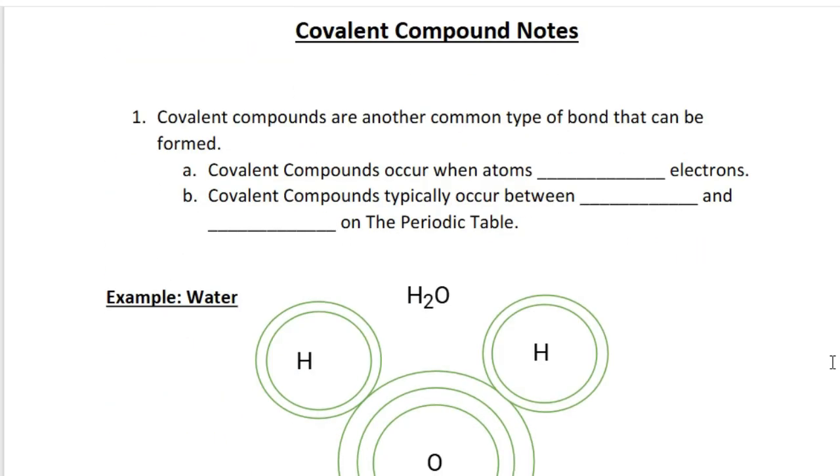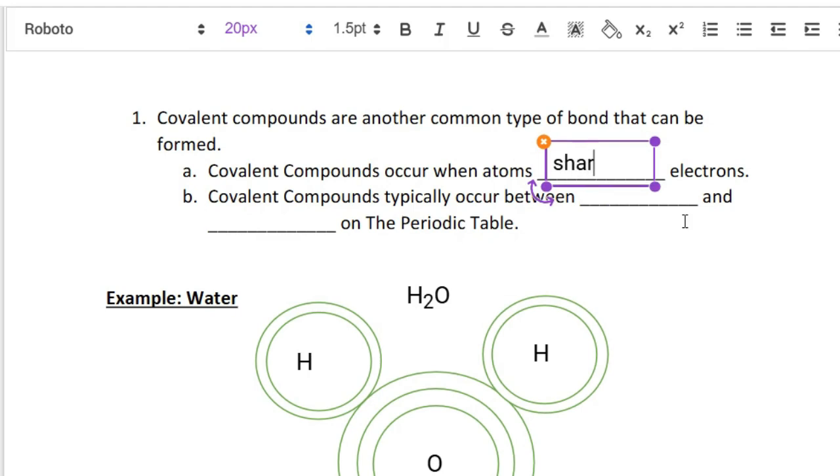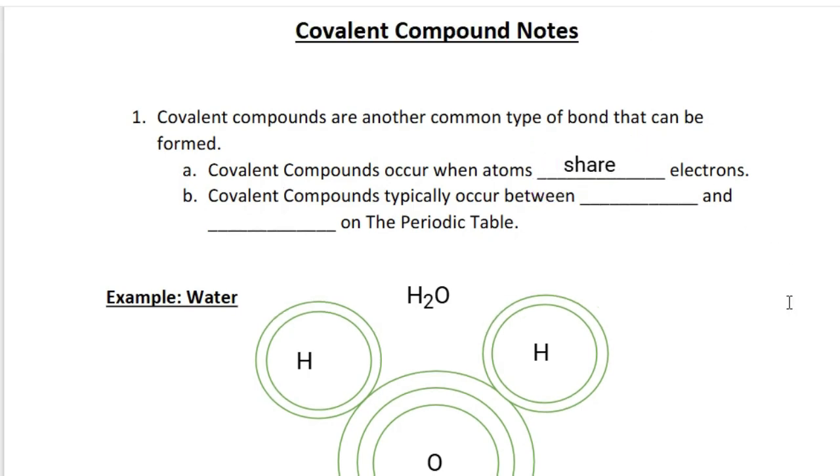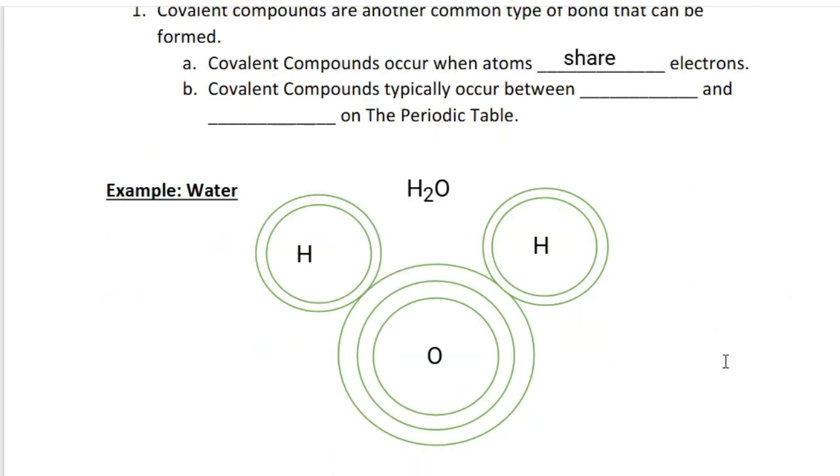Now let's talk about covalent compounds. Covalent compounds are pretty much the opposite of ionic compounds. Covalent compounds are going to occur when atoms share electrons. Where ionic compounds give or take, covalent compounds share them. We're going to look down here at water, and then we'll come back up to part B, but we'll look at water as our example of a covalent compound.